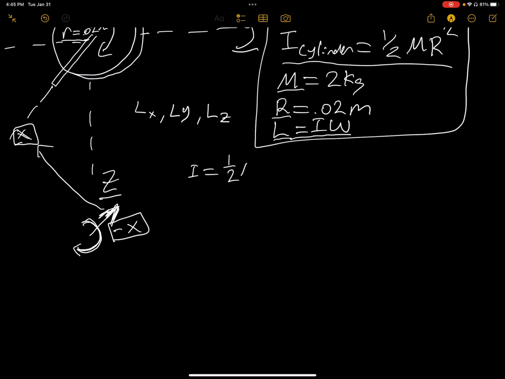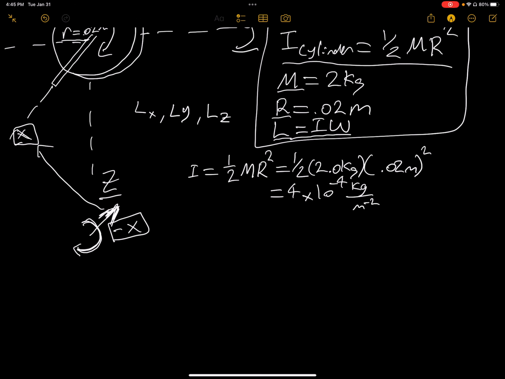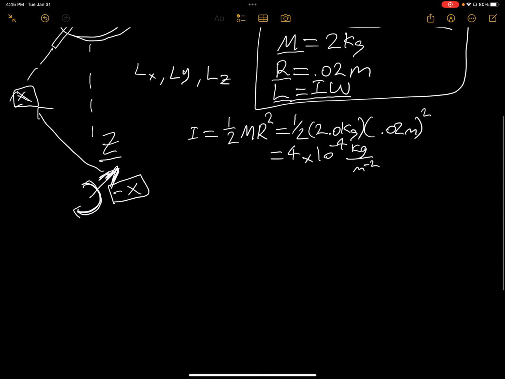So 1/2 mr squared equals, in this case, we don't have to do any extra solving because the axis isn't shifted, 0.02 meters squared. And what that equals is a pretty small number, 4 times 10 to the negative fourth kilograms meters squared. Okay, so we have our moment of inertia.